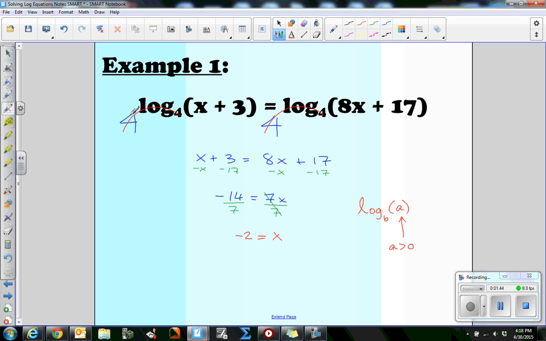So mentally plug the -2 in. -2 plus 3, that's okay. -16 plus 17, that's okay. Log base 4 of 1 equals log base 4 of 1. We can calculate log base 4 of 1. 0 equals 0. So we have a solution.